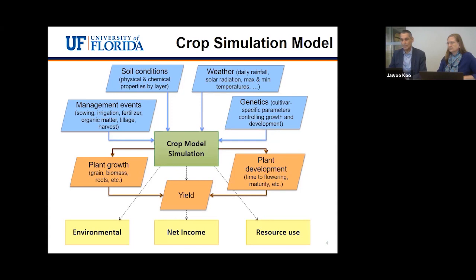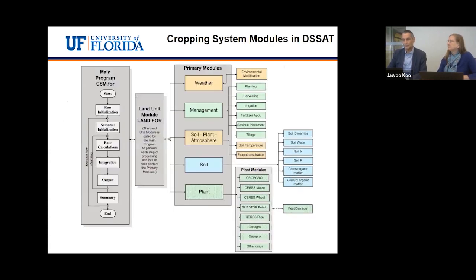And within the DSSAT software, we have a few tools which can deal with calculation of gross margins and net incomes, looking at production costs, as well as income from the products that we harvest. We can look at environmental impacts, looking at nitrogen leaching, the amount of water required for irrigation, and ultimately looking at resource use as well.